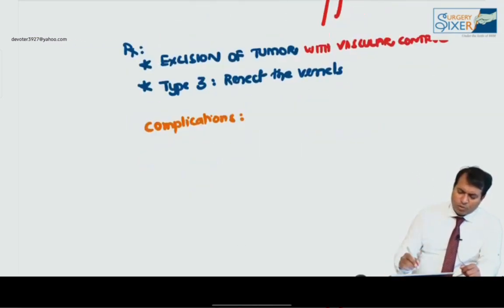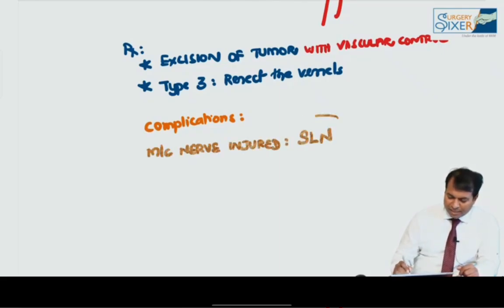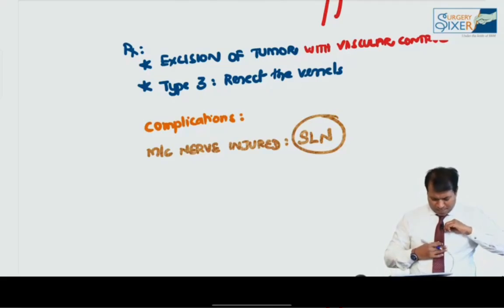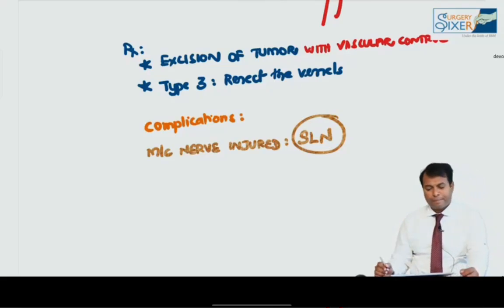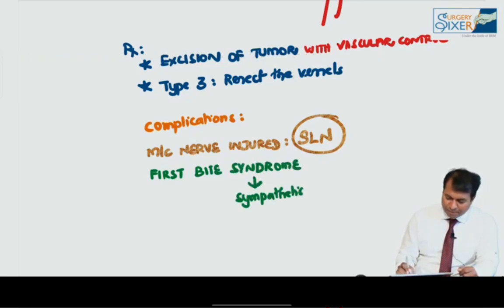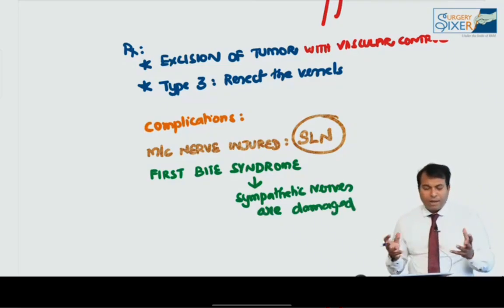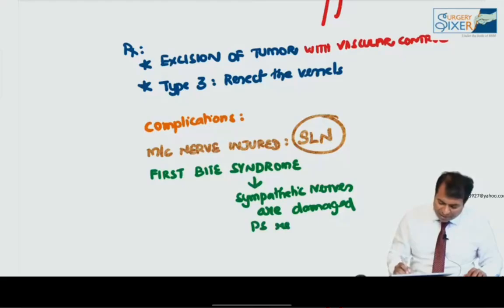Complications of this surgery include some interesting ones I want you to remember. The most common nerve injured in this operation is the superior laryngeal nerve. Another syndrome which happens in this operation is first bite syndrome, in which the sympathetic nerves are damaged. The sympathetic nerve supplying the area is damaged, and that results in parasympathetic reinnervation.